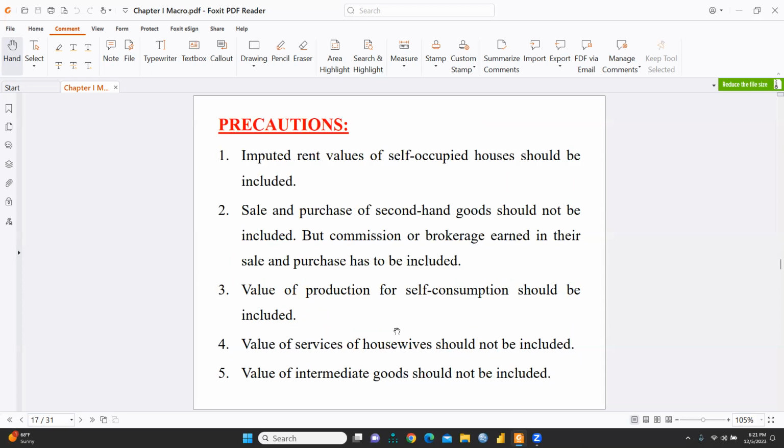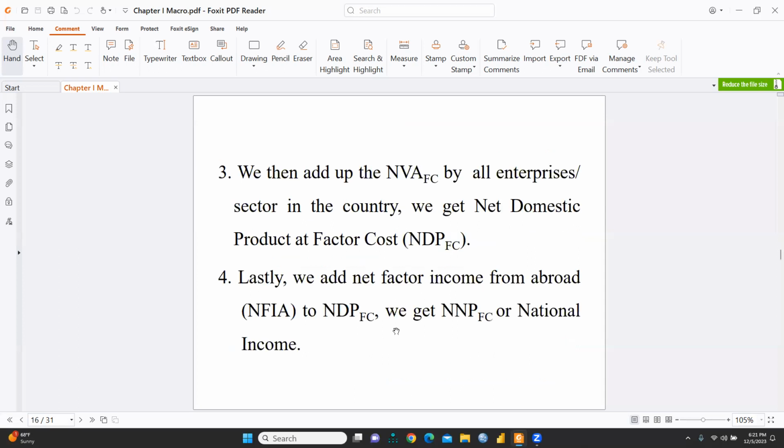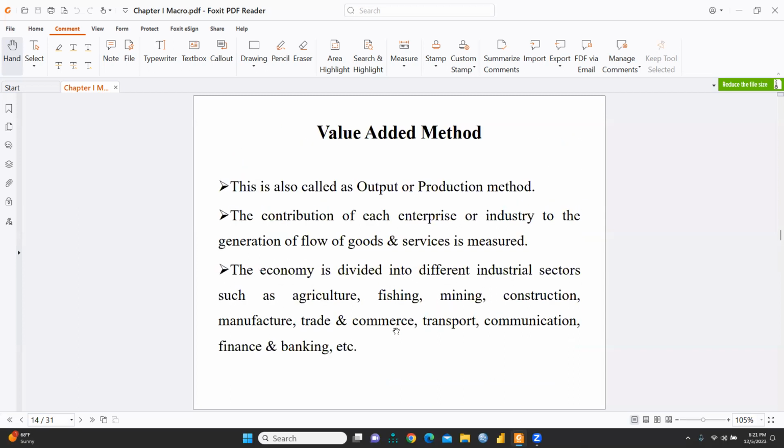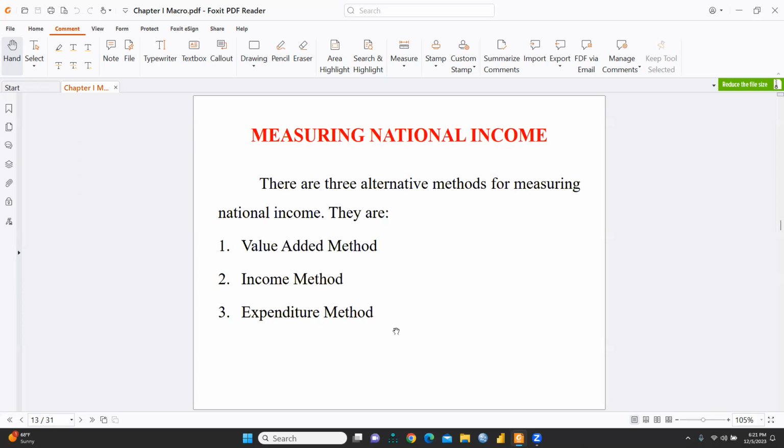What is the difference between intermediate goods and final goods, as well as what do you mean by second-hand goods? What do you mean by brokerage, commission, depreciation? What is the difference between NDPFC and NNPFC? So I hope this value added method, how we can measure national income, is clear to you.